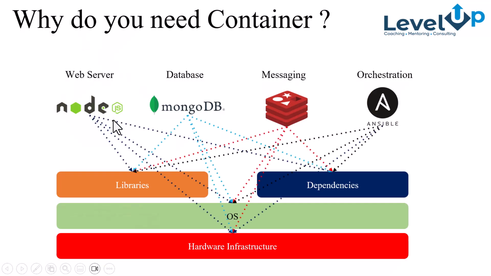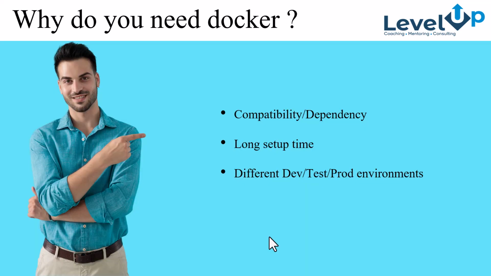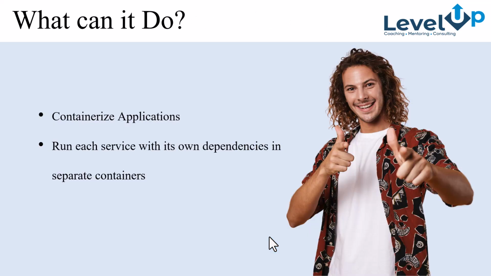Now, as I told you, in a container, we can install multiple applications, right? We can install a web server, database server, messaging, and let's say Ansible. Now, every application requires its own libraries, its own dependencies. It requires a different kind of OS and hardware infrastructure. This is a problem. Now, what can we do?